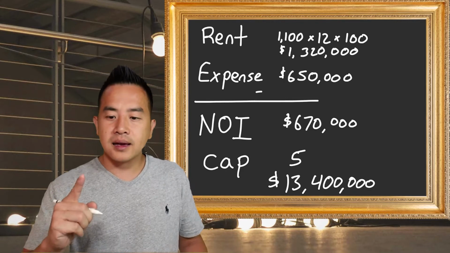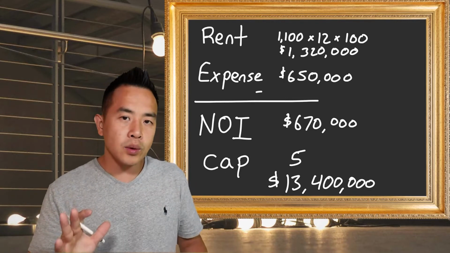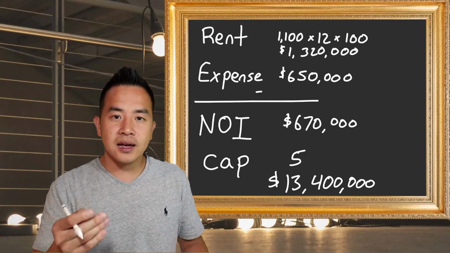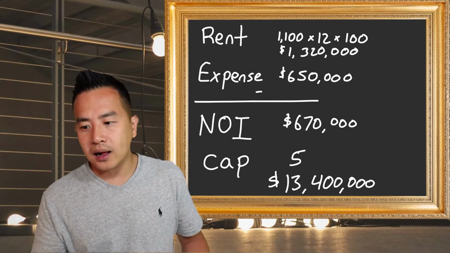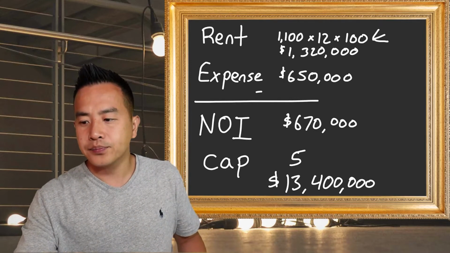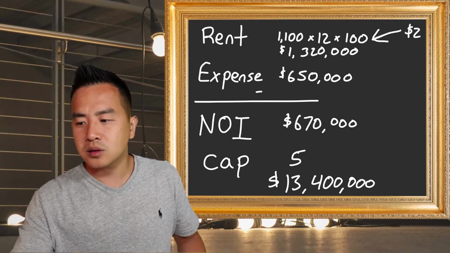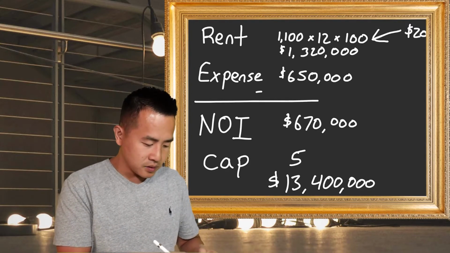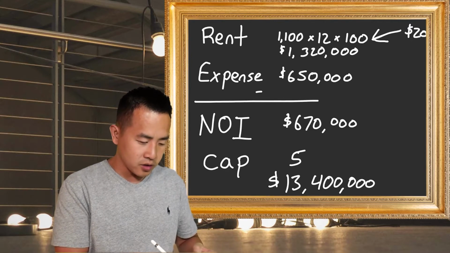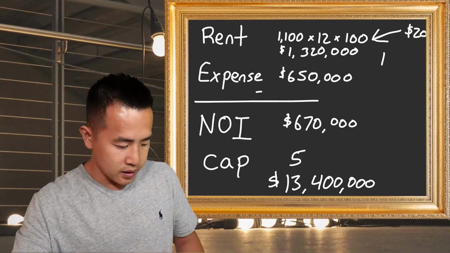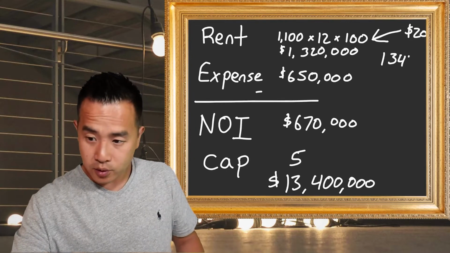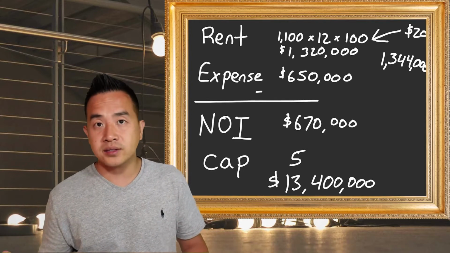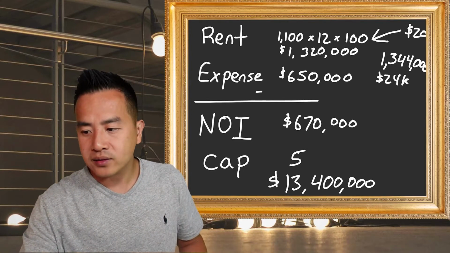Check this out. Let's say we changed nothing with the expenses. All we did was raise everybody's rent by 20 bucks. So your rent today is now $1,120. We do the same math, but just make it $20 more. So now we have 1,120 times 12 times 100, which is $1,344,000. That is just a $24,000 increase.